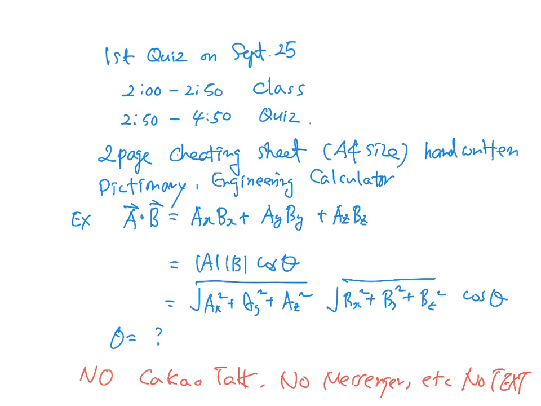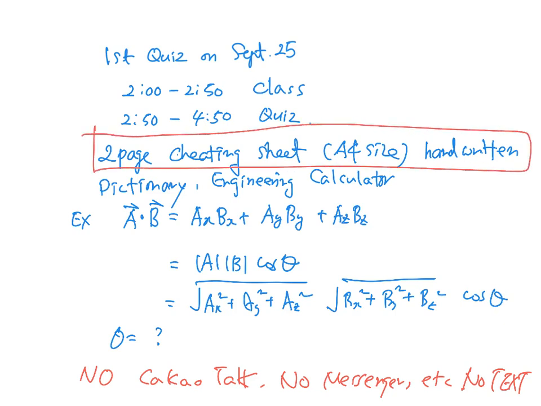So we have covered. The most important material you need to prepare is a 2-page cheating sheet, handwritten. That means no copy, no reduction.